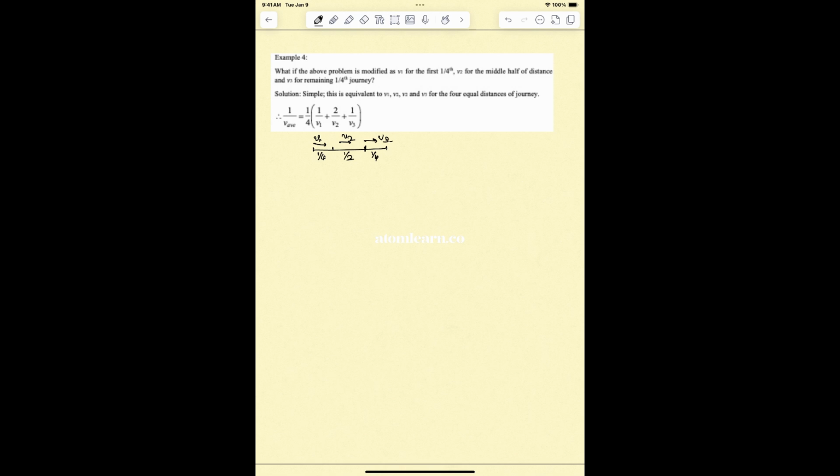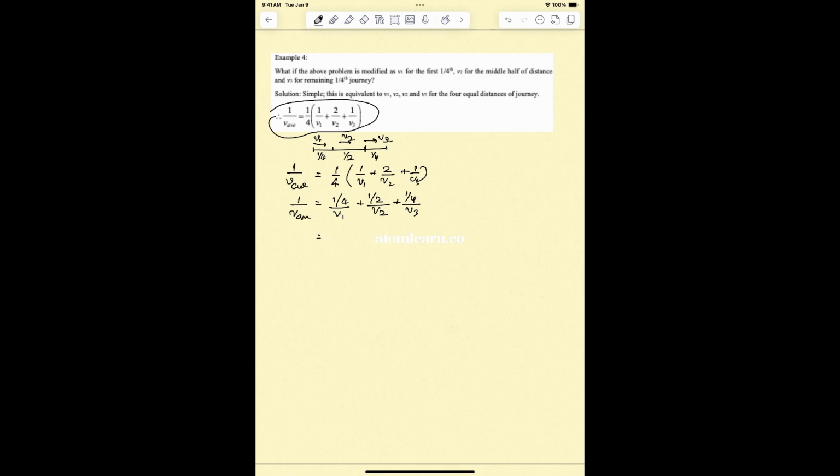Therefore what we are asked is what is v average for this, and we got it as this particular formula. What we have done is we are taking the reciprocal of the average is equal to the mean of the reciprocals: 1 by v1 plus 2 by v2 plus 1 by v3. What we have got basically is 1/4 of the first distance with the velocity v1, plus the next half distance with velocity v2, next 1/4 again is velocity v3, isn't it? This is what the formula finally comes to.